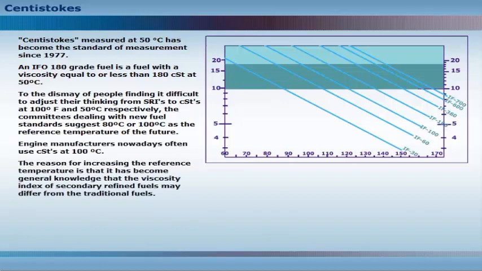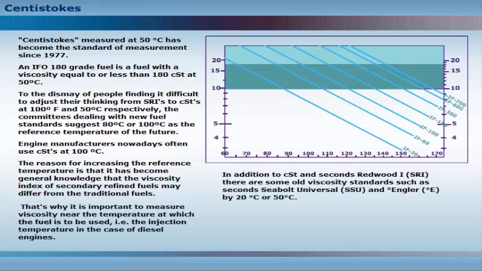Engine manufacturers nowadays often use centistokes at 100 degrees Celsius. The reason for increasing the reference temperature is that it has become general knowledge that the viscosity index of secondary refined fuels may differ from the traditional fuels. That is why it is important to measure viscosity near the temperature at which the fuel is to be used, i.e. the injection temperature in the case of diesel engines.